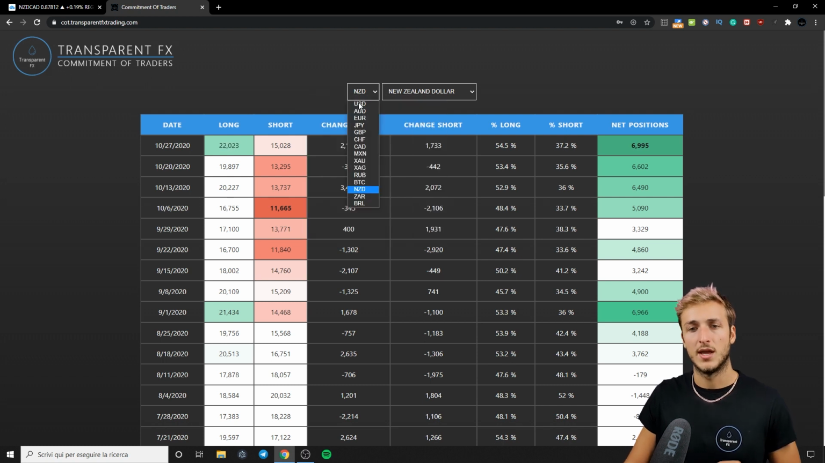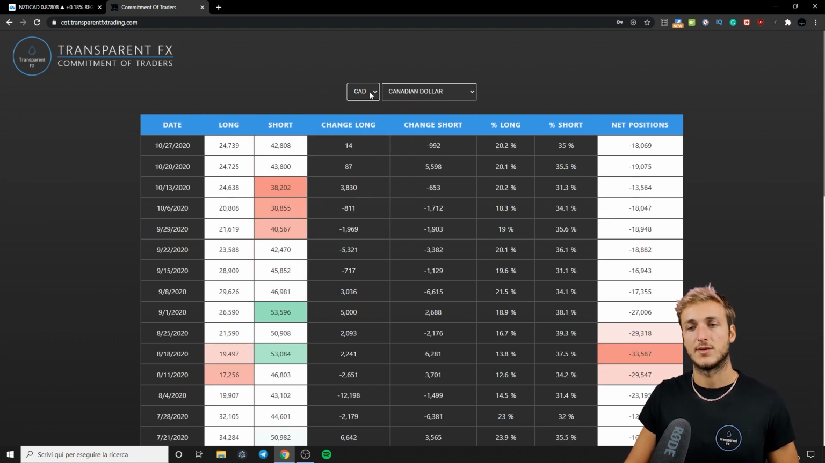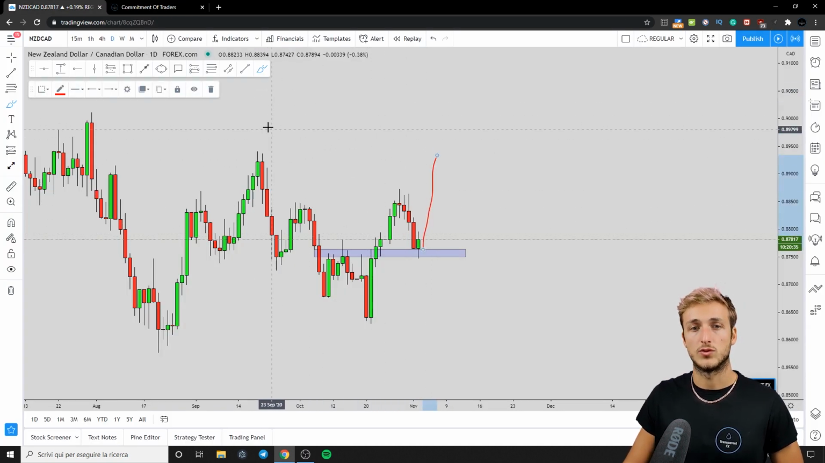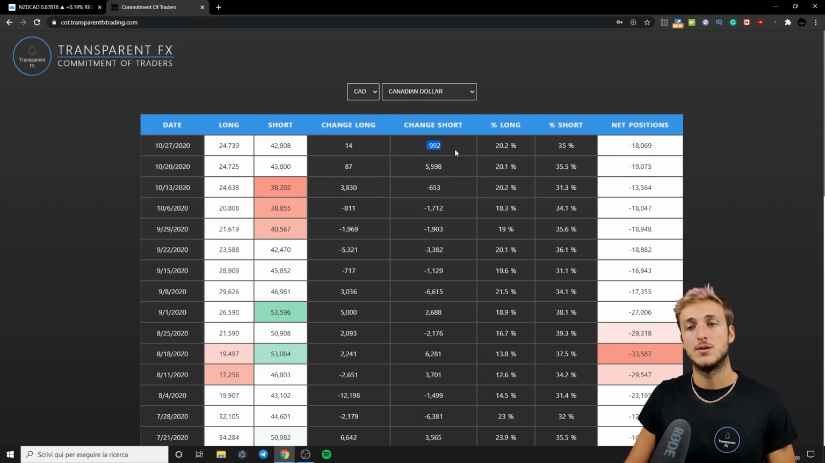Long positions. And if we go and see what we have from a CAD perspective, what we can see is that 900 shorts got closed with the last report, which is not good, because what we do need is a weak CAD if we are to be creating this move to the upside, meaning that we want to see more shorts getting added, not closed.